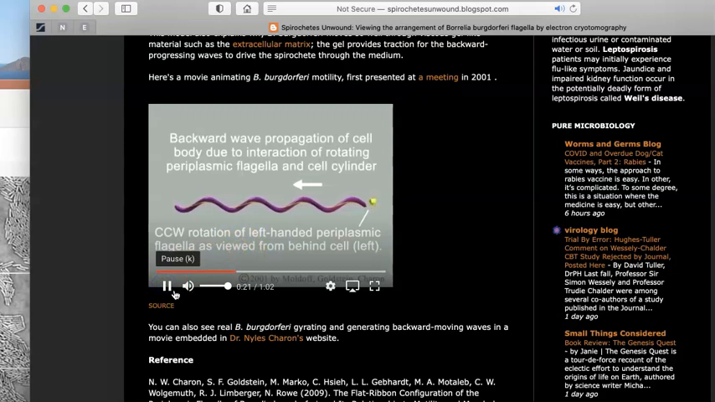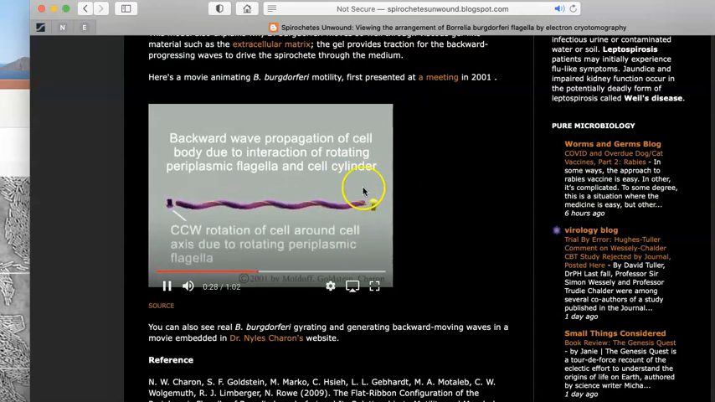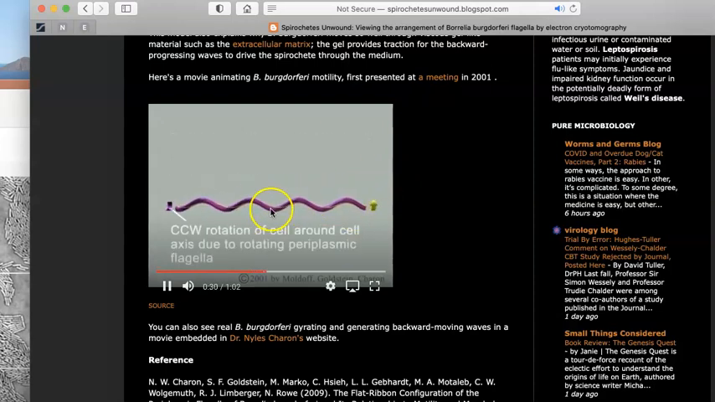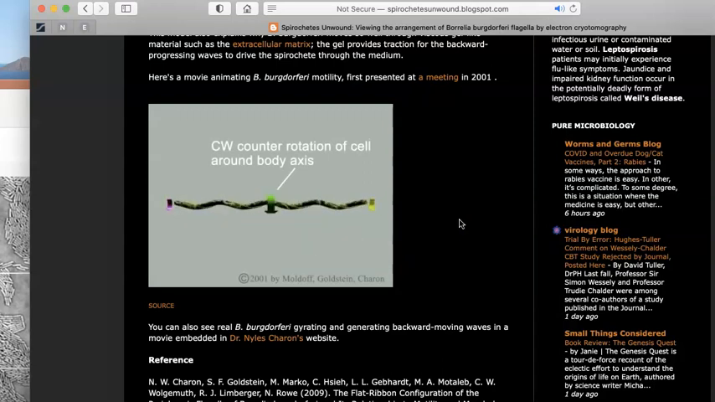So in this particular case, you can see here's where the basal body motor would be, and that would cause a rotation, that would cause the barrel of this microbe to rotate like a corkscrew. And so again, these are syphilis bacteria and Lyme disease, the spirochetes.